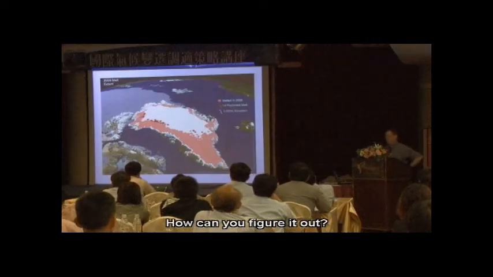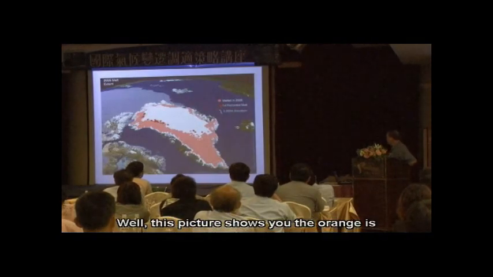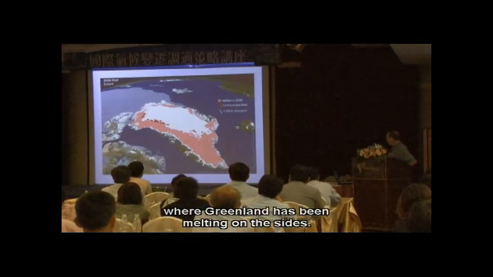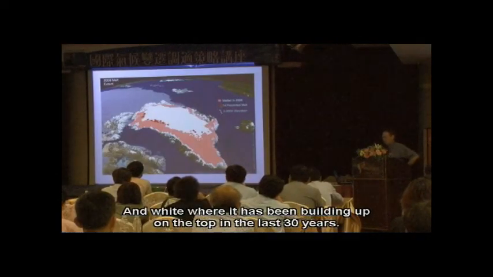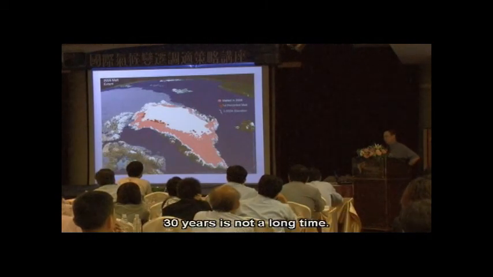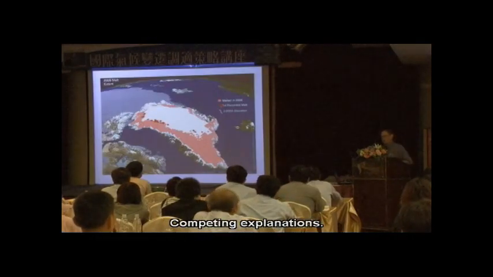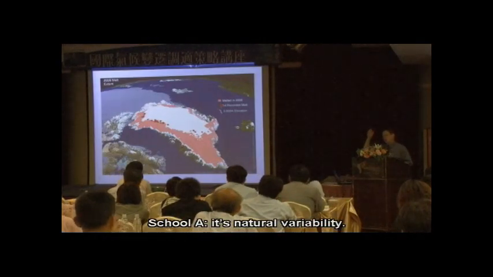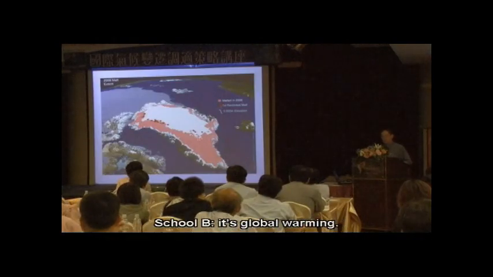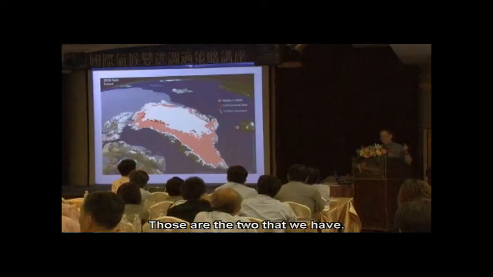How can you figure it out? Well, this picture shows you the orange is where Greenland has been melting on the sides, and the white where it has been building up on the top in the last 30 years. 30 years is not a long time. Competing explanations. School A, it's natural variability. School B, it's global warming. Those are the two that we have.